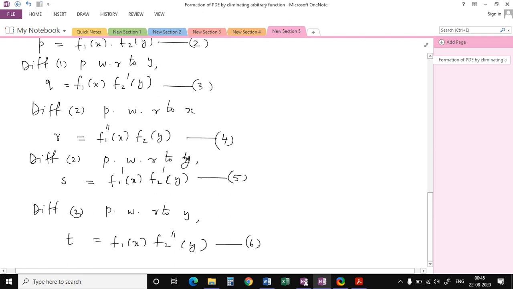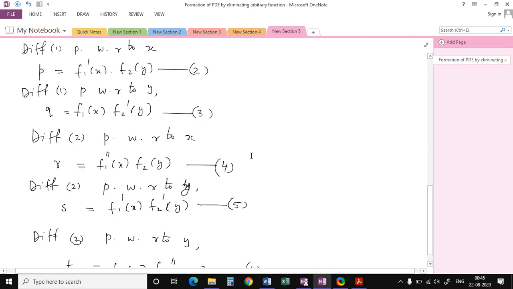See, now we have 6 equations, and these equations contain arbitrary functions f1(x), f2(y), f1'(x), f2'(y), f1''(x), f2''(y). So somehow you have to eliminate all these derivatives and obtain a partial differential equation. Now we can see that from 2 you can find out f1'(x), and from 3 we can find out f2'(y), and then we can substitute these in equation number 5. That is the method we will be applying here.